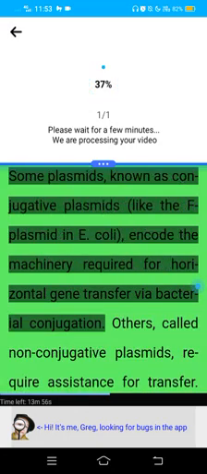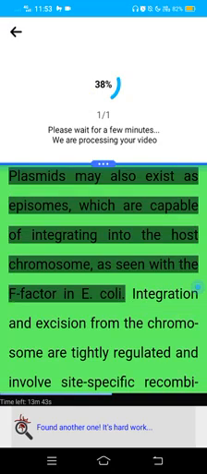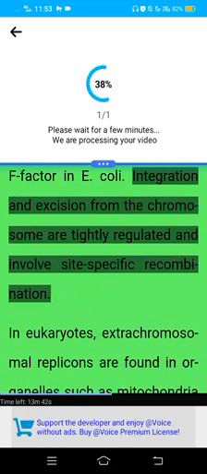Some plasmids, known as conjugative plasmids, like the F plasmid in E. coli, encode the machinery required for horizontal gene transfer via bacterial conjugation. Others, called non-conjugative plasmids, require assistance for transfer. Plasmids may also exist as episomes, which are capable of integrating into the host chromosome, as seen with the F plasmid in E. coli. Integration and excision from the chromosome are tightly regulated and involve site-specific recombination.